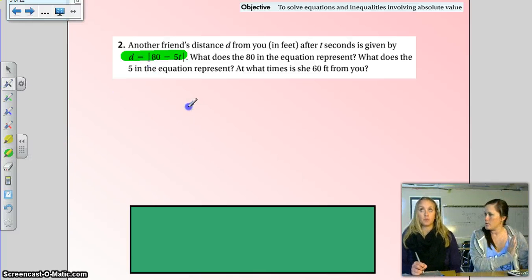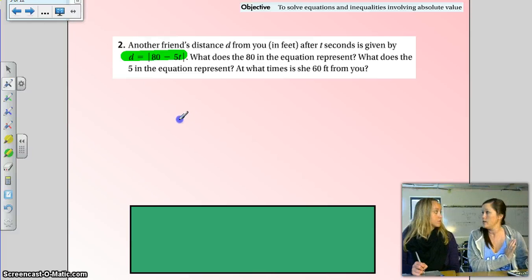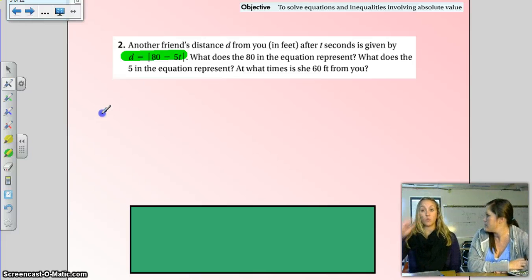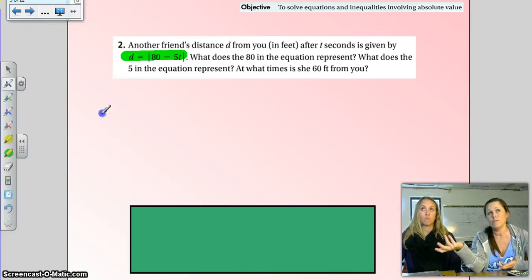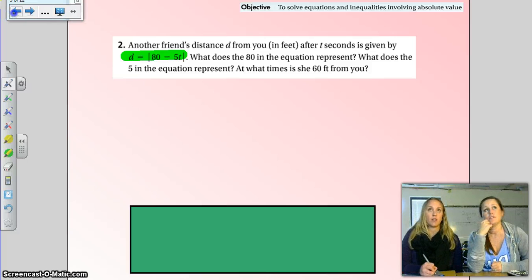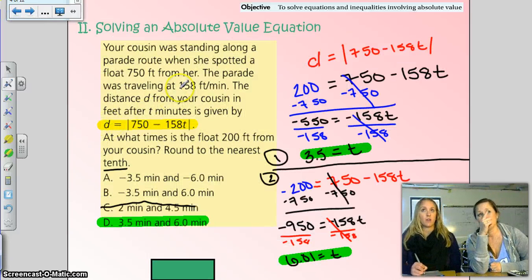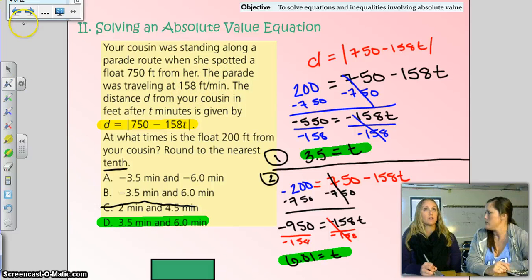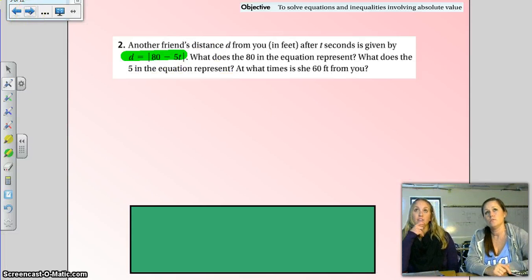Back to the previous equation, that was where 750 was, right? That was how far away the float was. So in this, that's how far away the friend is. So the friend is 80 feet away. What does the 5 represent? That was where 158 was in the previous example. So 158 feet, that's how fast they're traveling. Speed. So it'd be 5t, so 5 is the speed, 5 feet per minute.